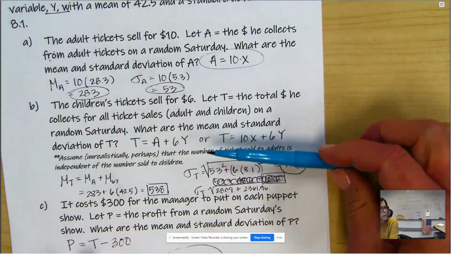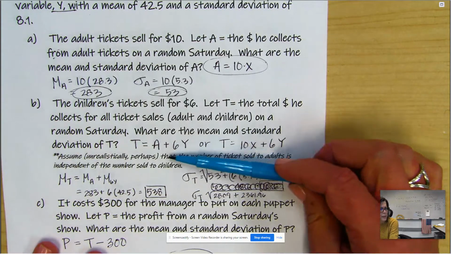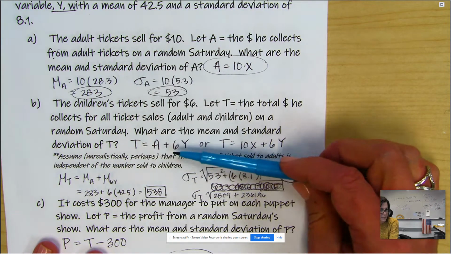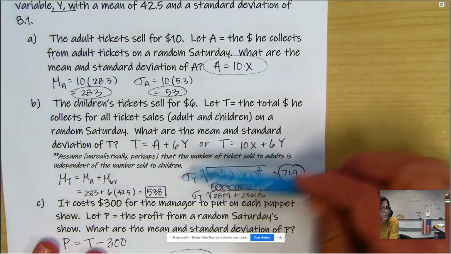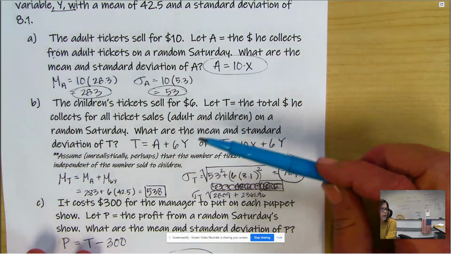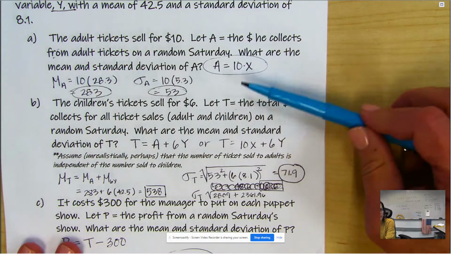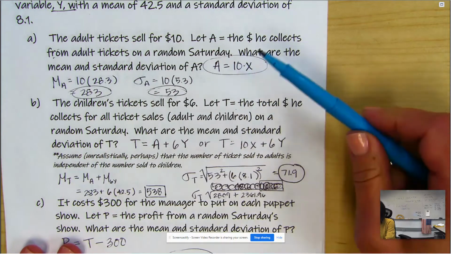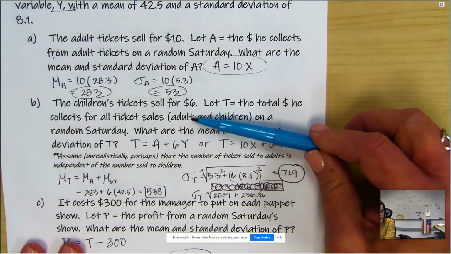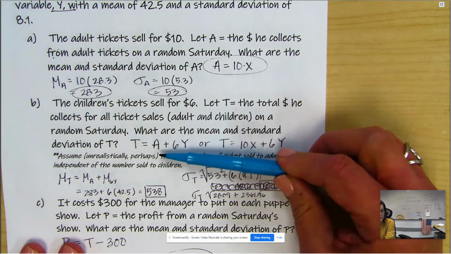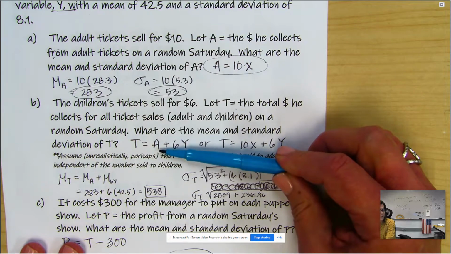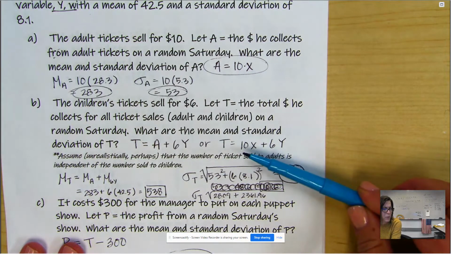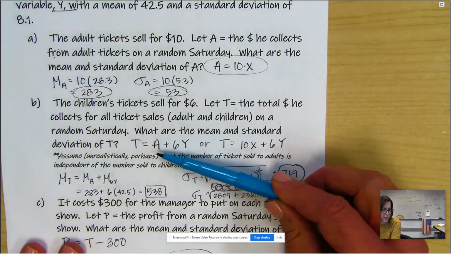Now here we're doing a combination of multiplying one of the random variables by a constant, and then we're combining. So two things are at play here. So here now we're defining a random variable T as the total amount he collects on all the ticket sales. Well, we've already identified the amount he has collected on adult tickets, which is A. You could also call that 10X, but we already found it, so why not just call it A?